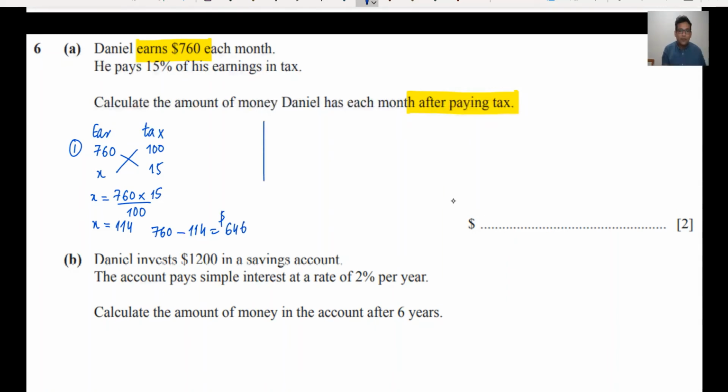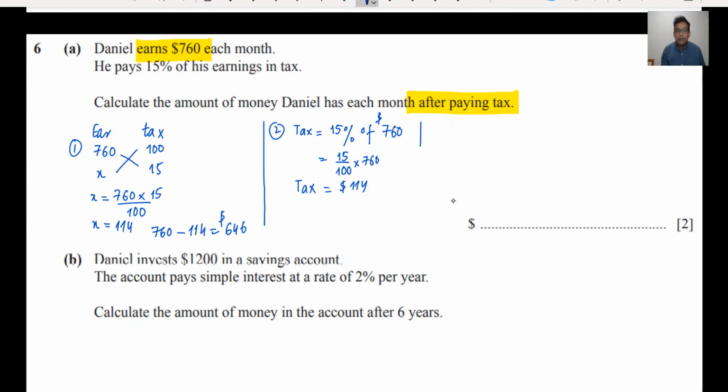Second method, what you can do actually, is just write the tax amount. The tax amount is 15% of $760. You can write 15 upon 100 multiplied by 760, and you can get the answer $114. This is also a way, and then you can subtract and get the answer.